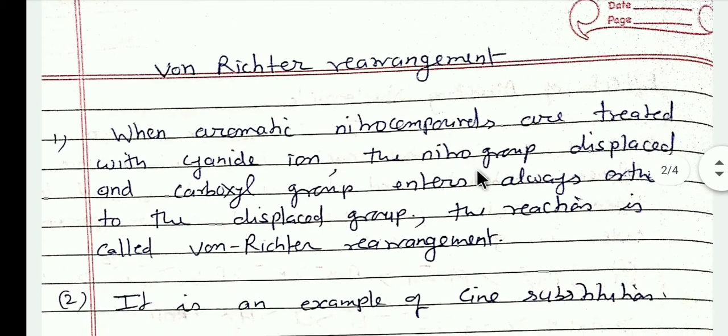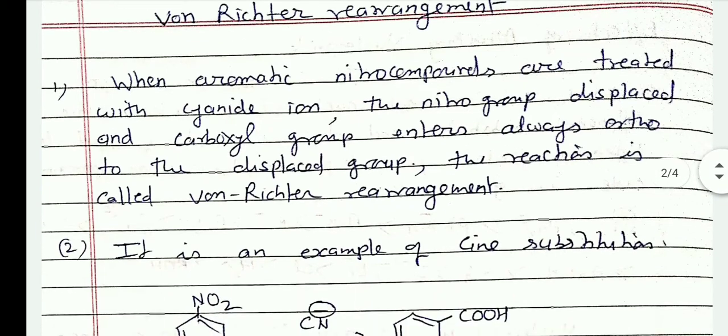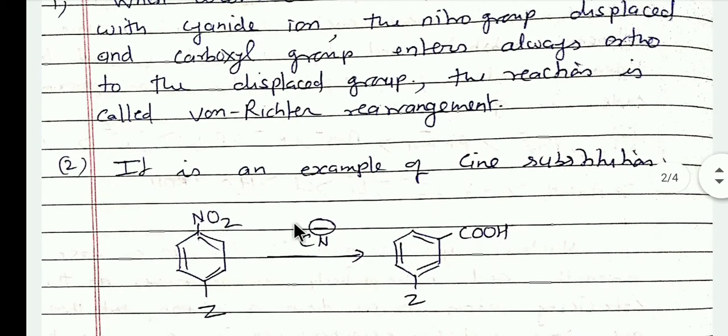When aromatic nitro compounds are treated with cyanide ion, the nitro group is displaced and a carboxyl group always enters the ortho position to the displaced group. This reaction is called the von Richter rearrangement. This rearrangement is demonstrated by this equation.